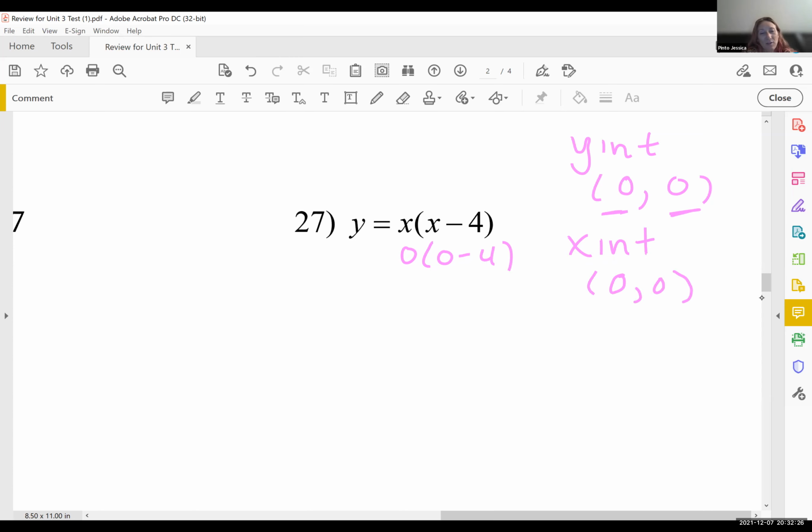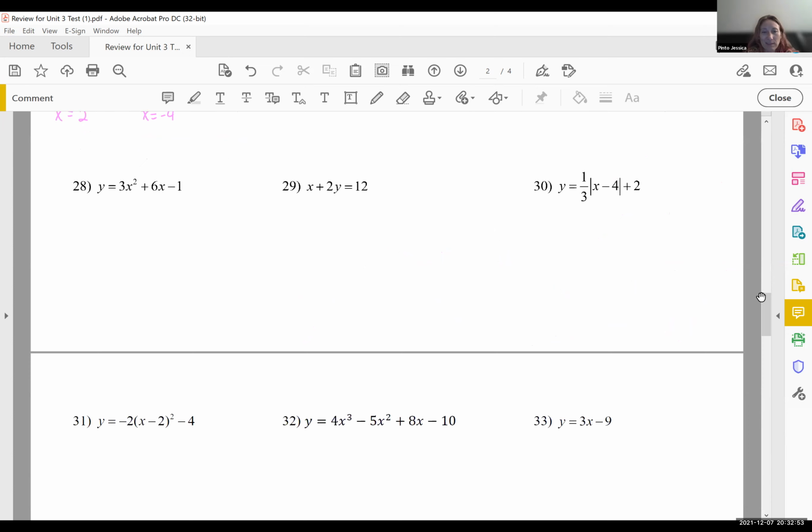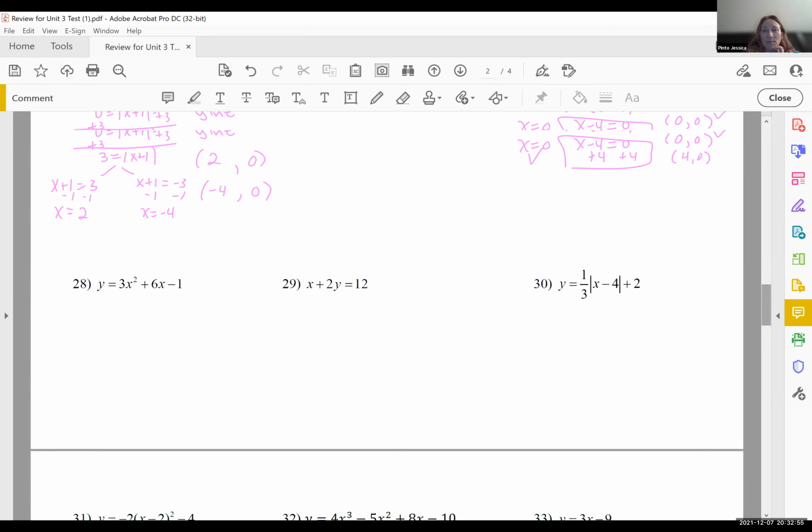So that means the x-intercept is 0, 0, but it's a quadratic. So we expect 2. Since it's already factored, which is intercept form, we just set each factor to 0. x equals 0, x minus 4 equals 0. So we got that one already. So I have to add 4, and I get 4 comma 0 also. I almost forgot about the 4 comma 0 once I got that really fast, easy one. But remember, 2 x's being multiplied means there need to be 2 solutions. All right, 28.